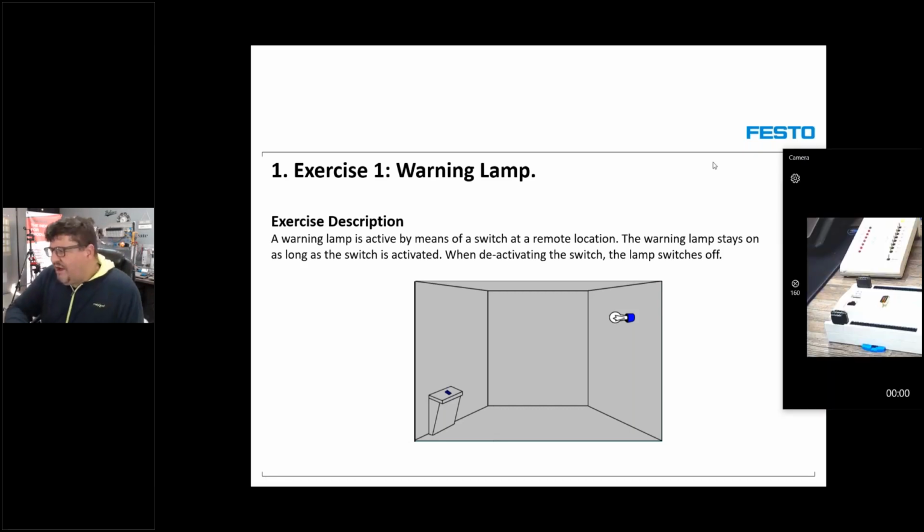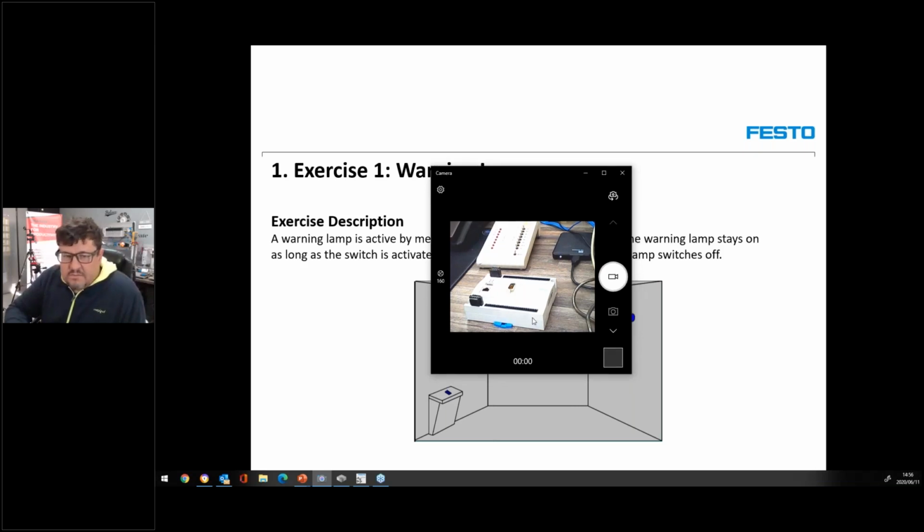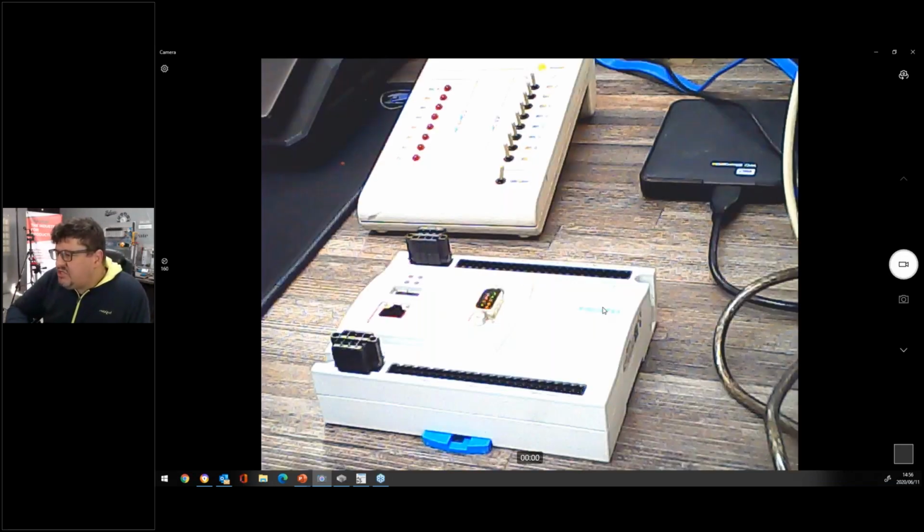PLC, of course. All right, I'm going to show you my PLC. On this PLC, for example, right here, we got an interface. That is what we call the industrial Ethernet interface.